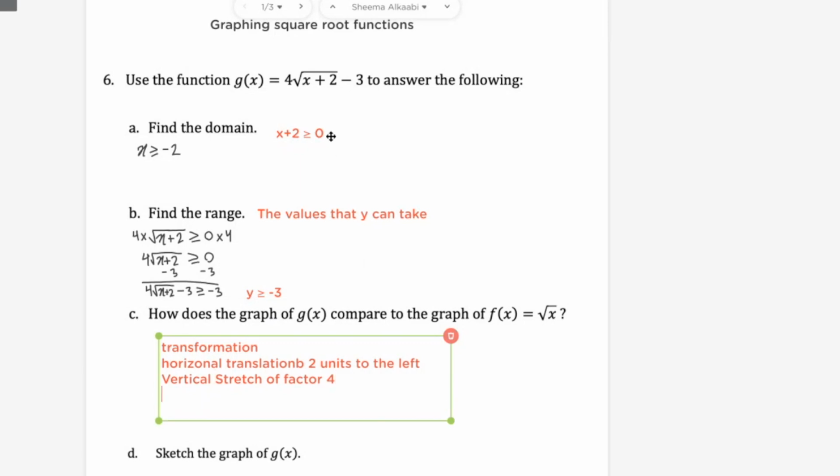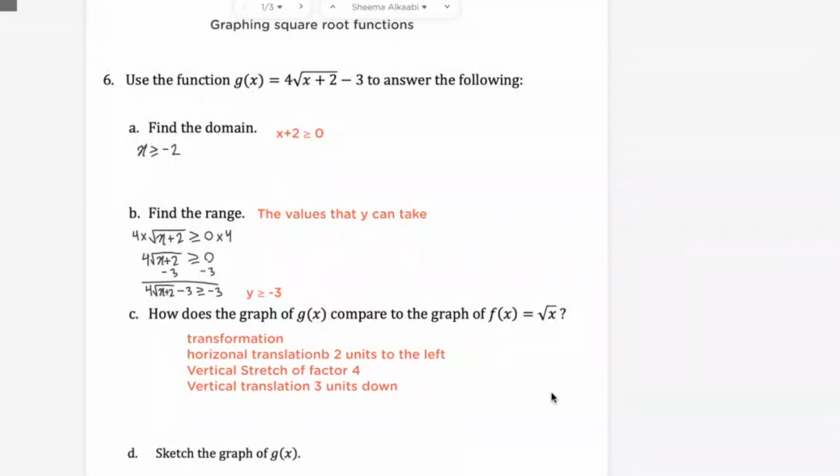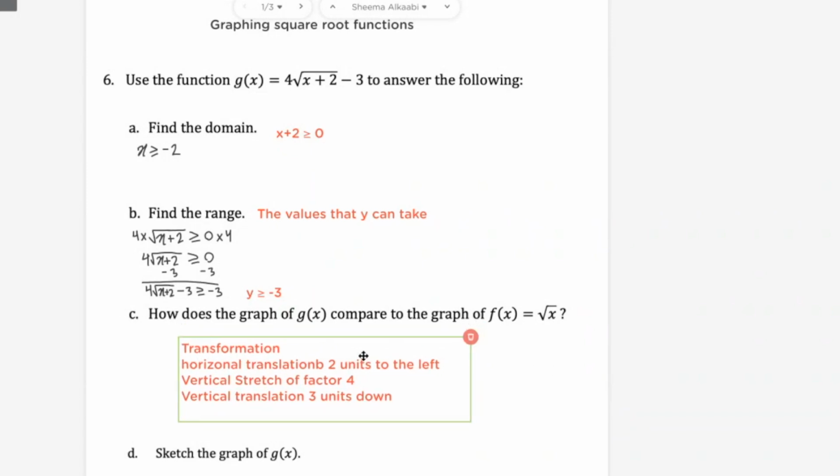Now, the other transformation here is -3. This -3 is in the y direction. So it's a vertical translation, 3 units. And because you have minus, you have to say down. That's all. This is how you describe or how you compare between the two graphs. Sometimes they say compare, sometimes they say describe the transformations. So they are equivalent questions. They ask you in different forms, but they mean the same thing.